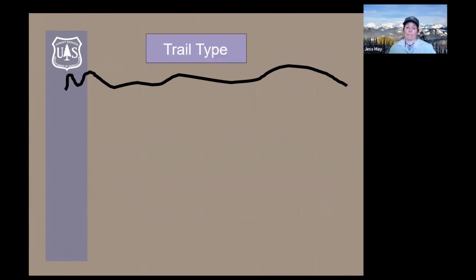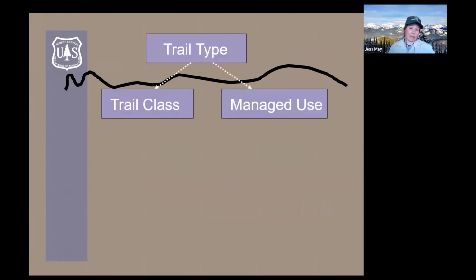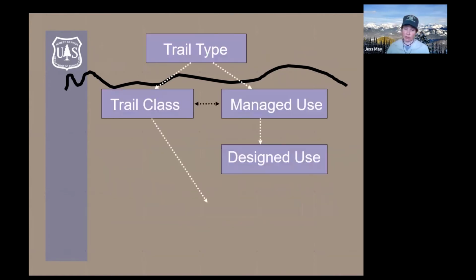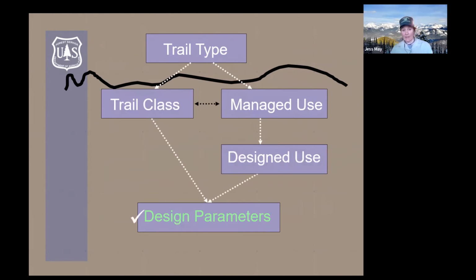So trail type leads to managed use and trail class, which are interconnected. Managed use gives you your designed use. Combine your designed use and your trail class, and you get design parameters.